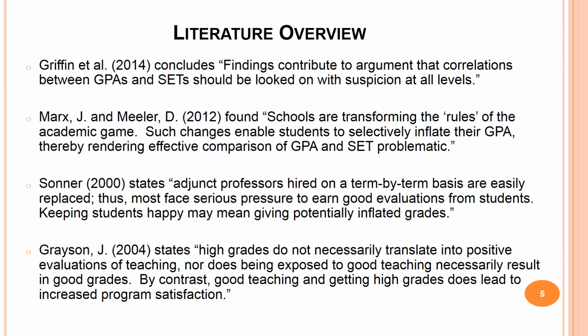Marks and Mueller is important, and this is a 2012 study, because they found that schools are transforming the rules of the academic game. Such changes enable students to reflectively select and inflate their GPAs, thereby rendering effective comparison problematic. It's of significance to administrators and governing accrediting bodies, also employers and graduate professional school recruiters.